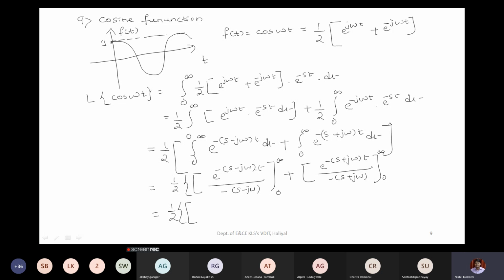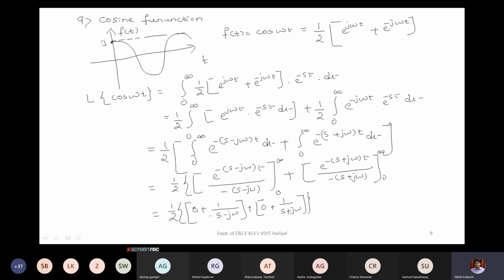So e to the power minus infinity will be 0, so you can put 0 there, or you can neglect that. Then what we get is minus of this minus will be plus. So I can write 0 plus 1 divided by s minus j omega. Okay, plus again you can write this first quantity will be 0 plus 1 divided by s plus j omega.